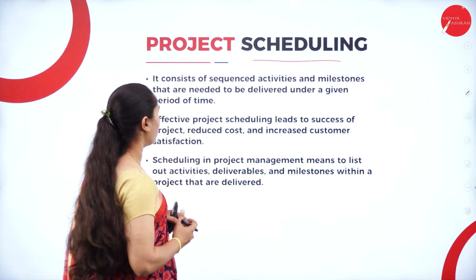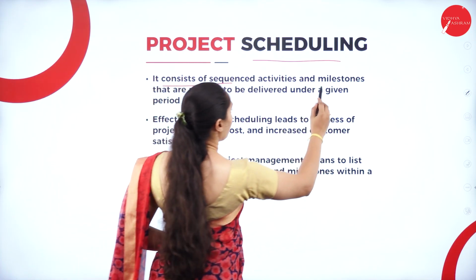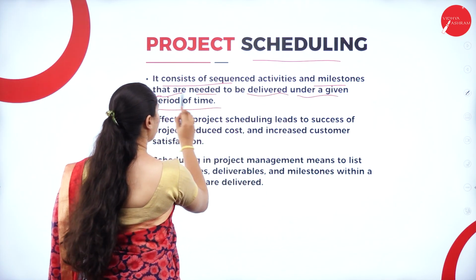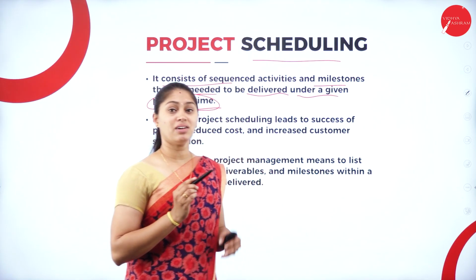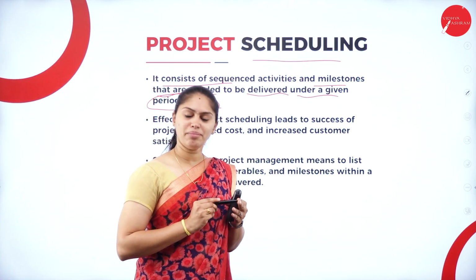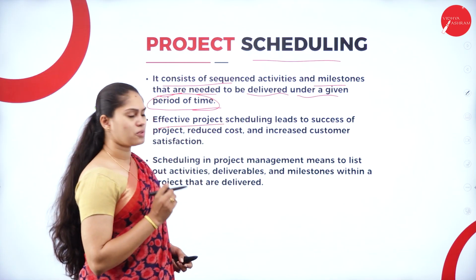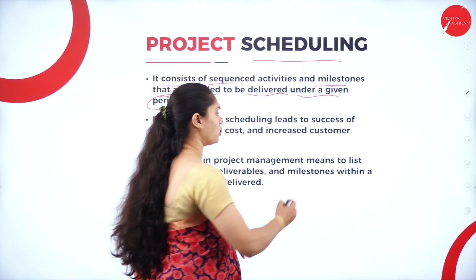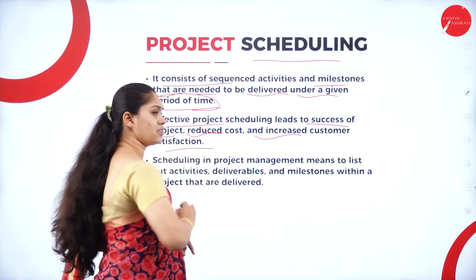Then what do you mean by scheduling of a project here? Mainly it consists of the sequence of activities and milestones that need to be delivered under a given period of time. So here we have to satisfy the requirement of a customer within a given time. Then that maximum time constraint will be considered as what? Scheduling here. So whenever we have efficient or effective project scheduling, that is going to lead to the success of the project, reduce the cost and increase the customer satisfaction.